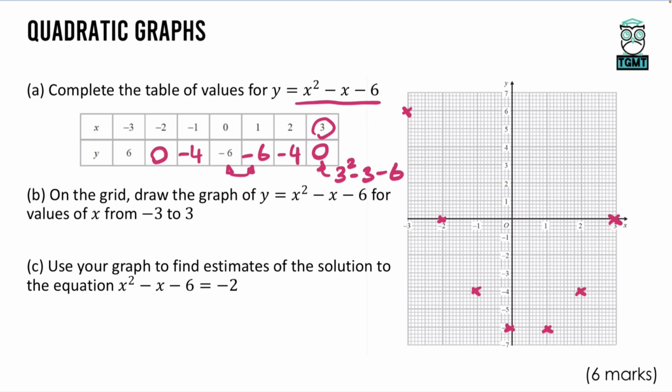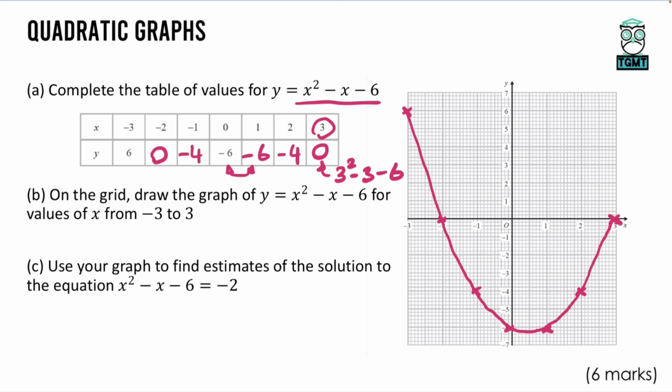Now a quadratic graph needs to be joined up with a nice smooth curve. So as best as you can, just making sure that they are not straight lines. This method can be applied to all the different graphs as well. So if you're drawing a reciprocal or if you're drawing a cubic, you can use table mode to find those points, but it's just substituting the x values in and drawing it with a nice smooth curve.